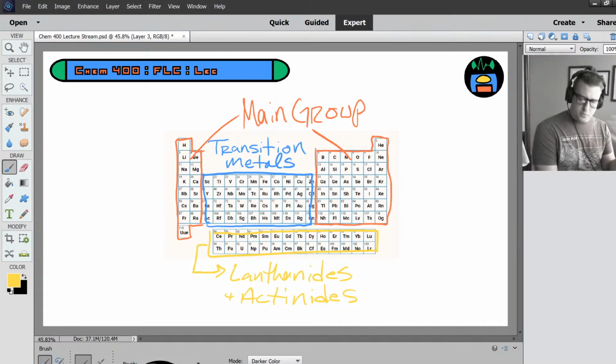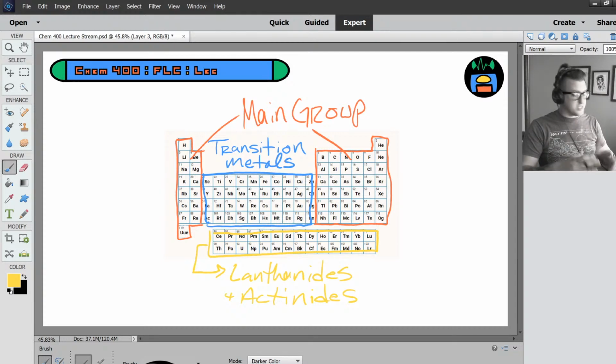know how to break up the periodic table, so that when I say main group elements, you're like, oh, those are the two tall sides. When I say transition metals, you're like, oh, that's that space in between. When I talk about lanthanides and actinides, which I won't talk about that much, those are right down there in the bottom. All right.